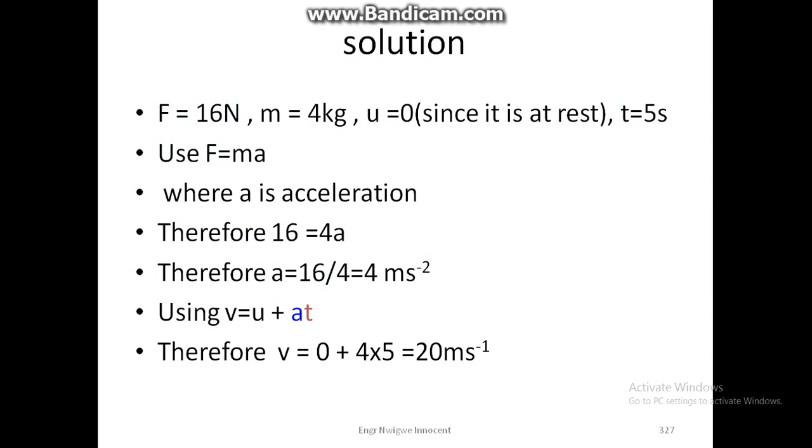Using the first equation of motion, which is v equals u plus at. Therefore, v is now equal to 0 plus 4 times 5, which will give us 20 meters per second.